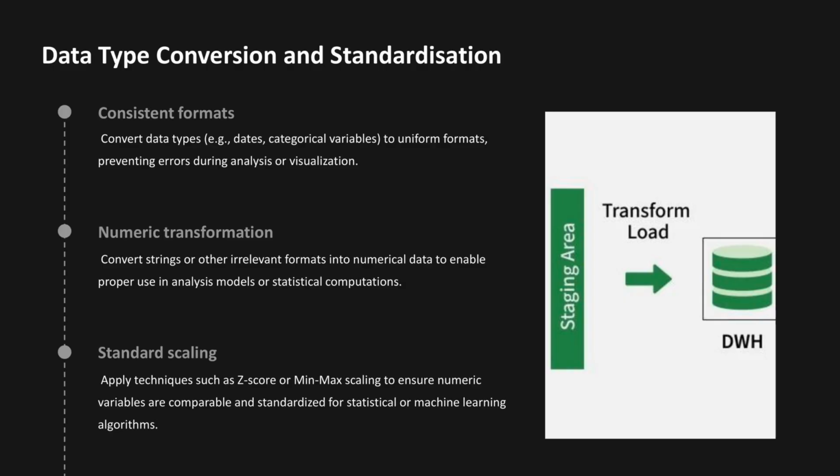Converting data types and standardizing formats prevents errors and improves downstream analysis. Normalize date and categorical formats. Transform strings into numeric values where appropriate, and apply scaling like z-score or min-max so numeric features are comparable, which is especially important for statistical methods and many machine learning algorithms.